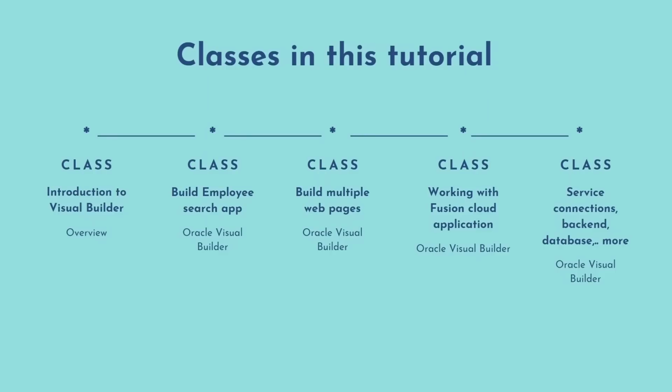Coming to the classes covered in this tutorial, we will learn in brief what Visual Builder is. As I told, we will learn what forums and blogs are available. If you are stuck while creating or developing a Visual Builder application, we can always reach out to those forums or refer to the documentation. As I told, we will have this employee search app where the user can enter details and get the details for the employee. While building this search app, we will learn various concepts available in Visual Builder from scratch.